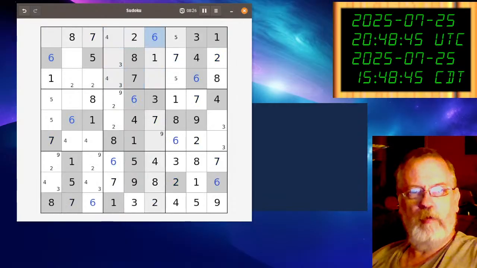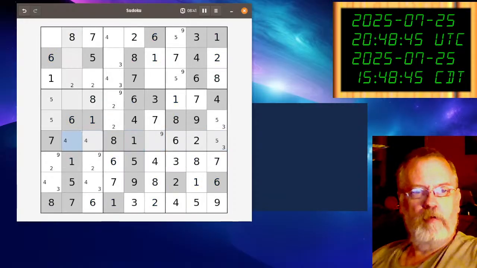Way too many plus. But we do have 2 places we can put a 9 there. 1, 2, 3, 4, 5. One of these is going to be 5. Does that help us anywhere? Well, we know this one can't be a 5.